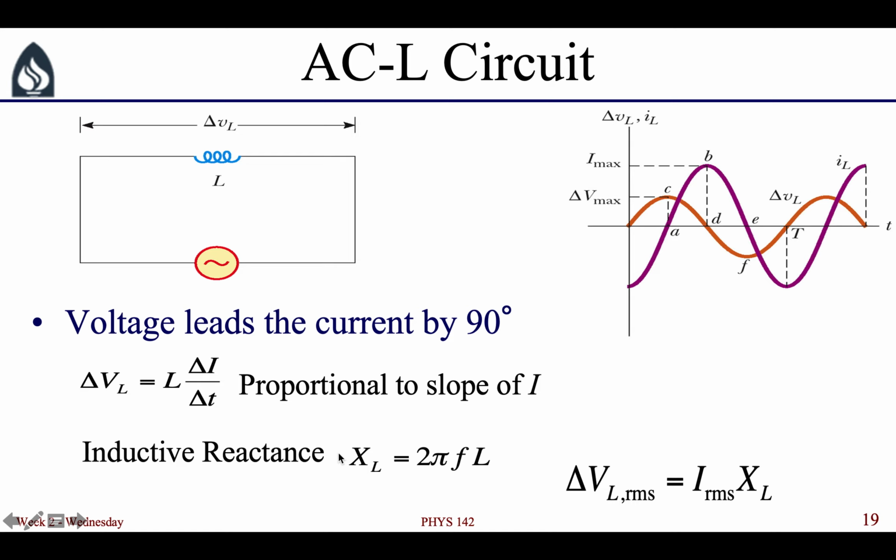What happens if we connect an inductor to a circuit? Well, we remember the thing that an inductor does is it opposes the buildup of current. And because it opposes this buildup of current, the voltage is actually going to lead the current by 90 degrees. So it's the current that will lag behind the voltage.